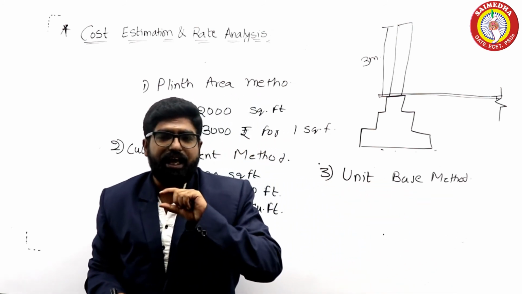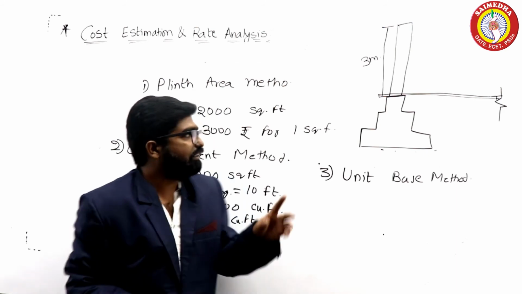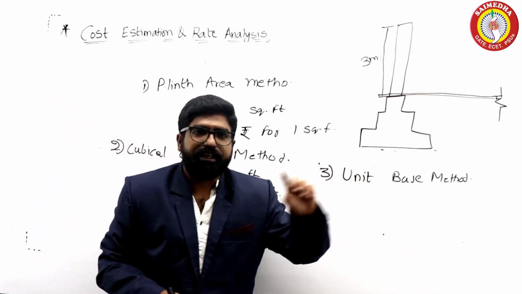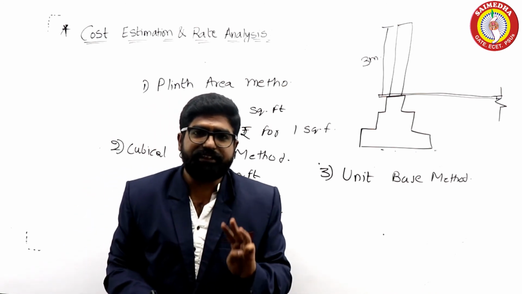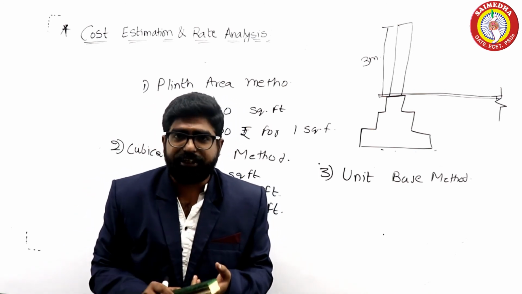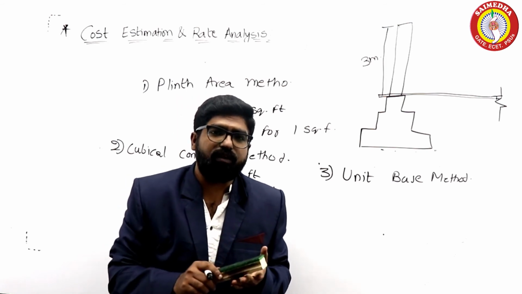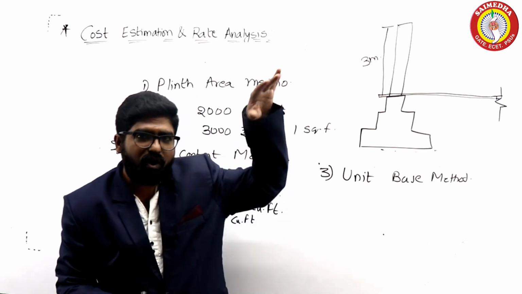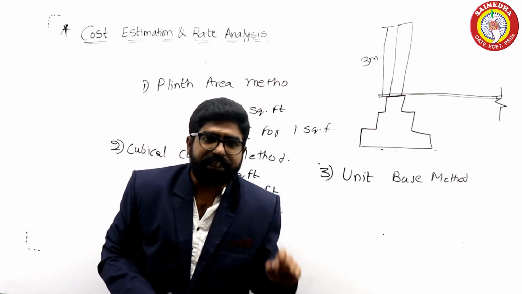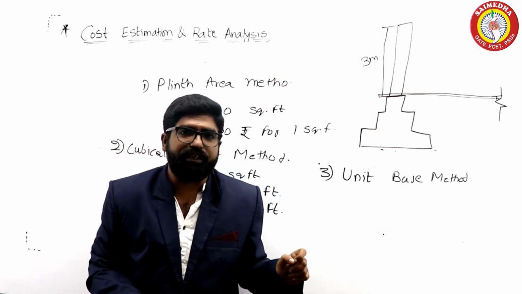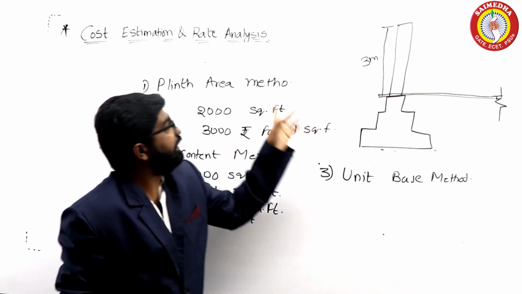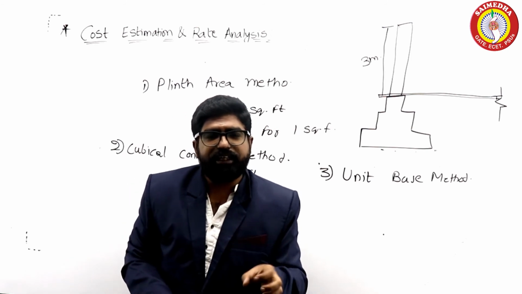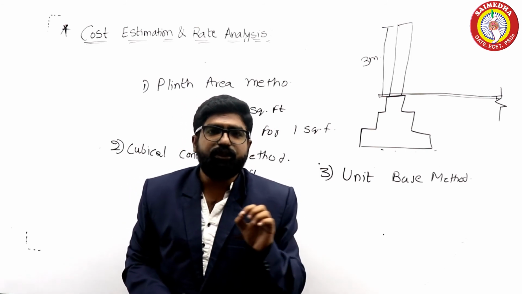So in the approximate method, you have 3 techniques: plinth area method, cubicle content method, and unit based method. In the exact method, you have 3 techniques: long wall short wall method, centerline method, and partially centerline and short wall method. So the best out of all the 6 methods is partially centerline method and short wall and long wall method. So like this, we calculate the cost of the project, and for the rate analysis, we need to take the rates from the schedule of rates.